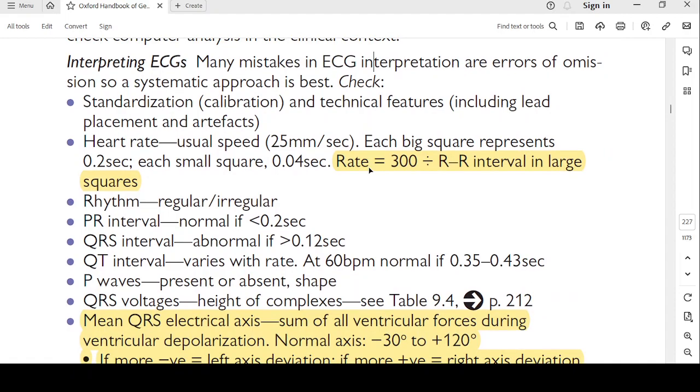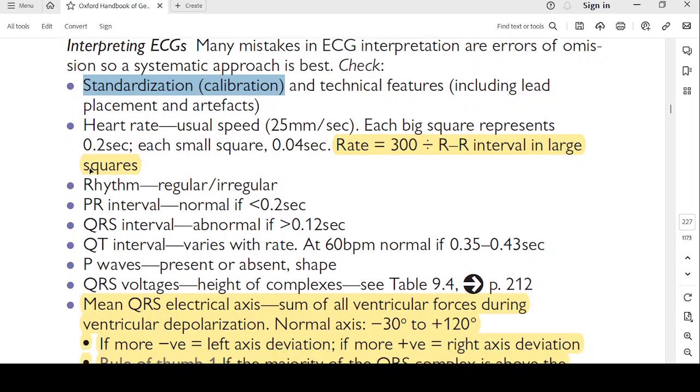Interpreting ECGs. Many mistakes in ECG interpretation are errors of omission, so a systematic approach is best. Check the standardization: the calibration of the ECG and the technical features, including lead placement and artifacts. Heart rate: the usual speed is 25 millimeters per second. Each big square represents 0.2 seconds and each small square represents 0.04 seconds.